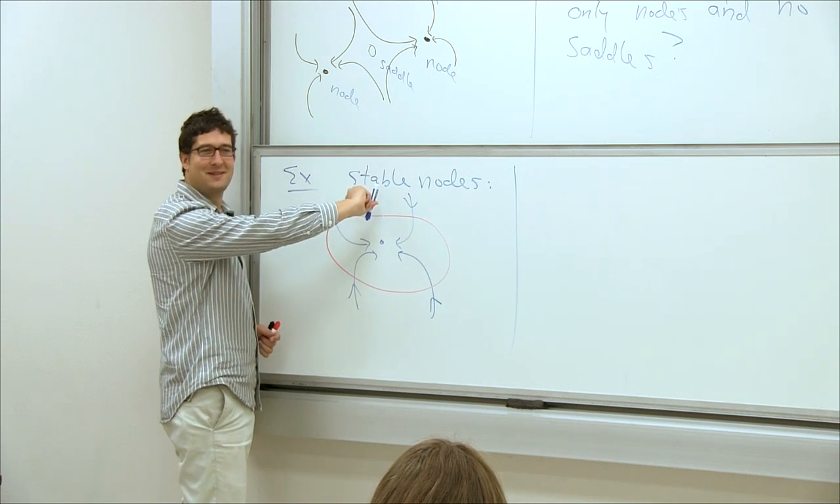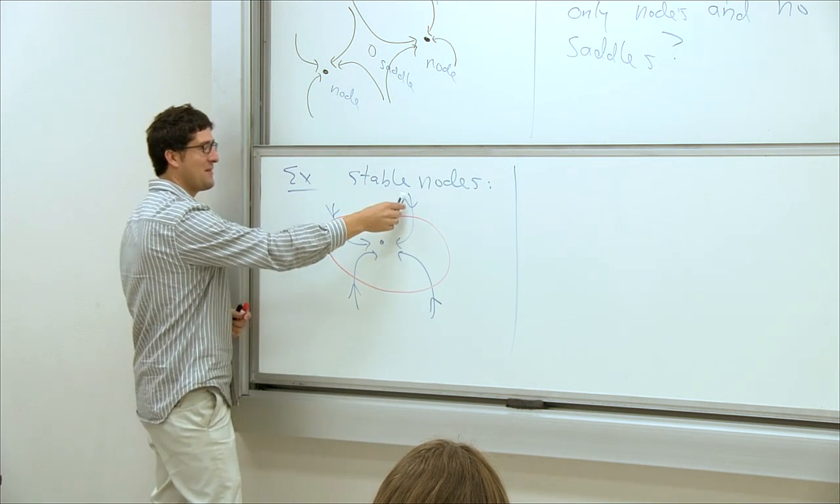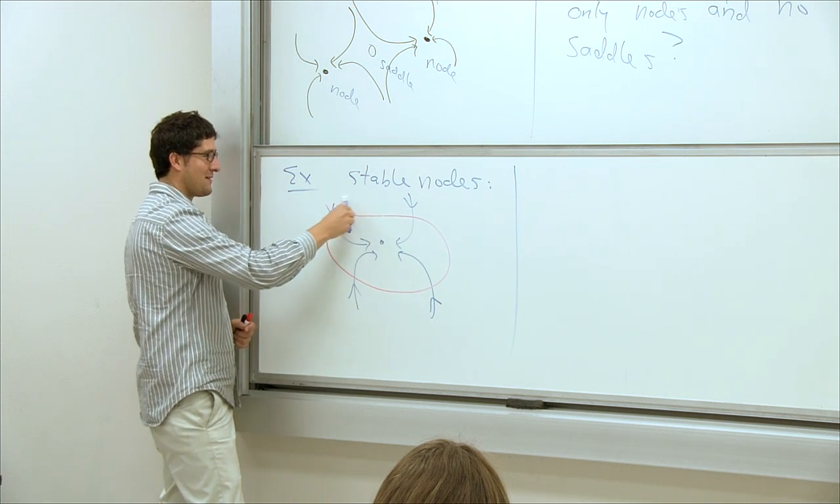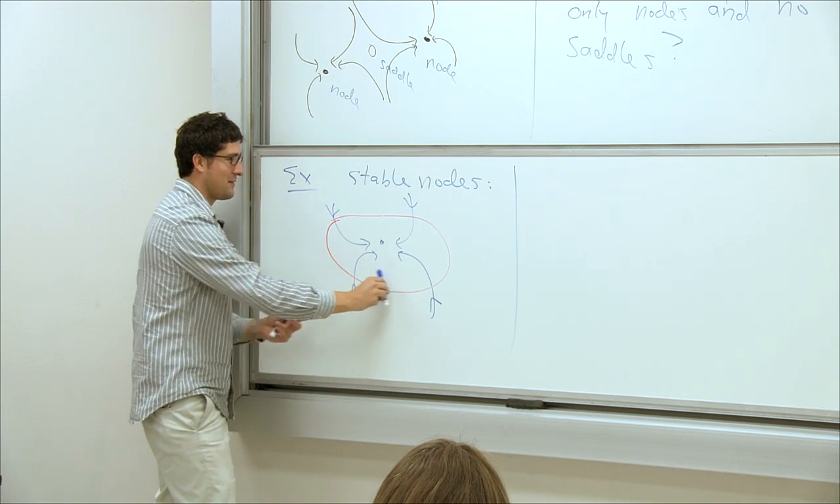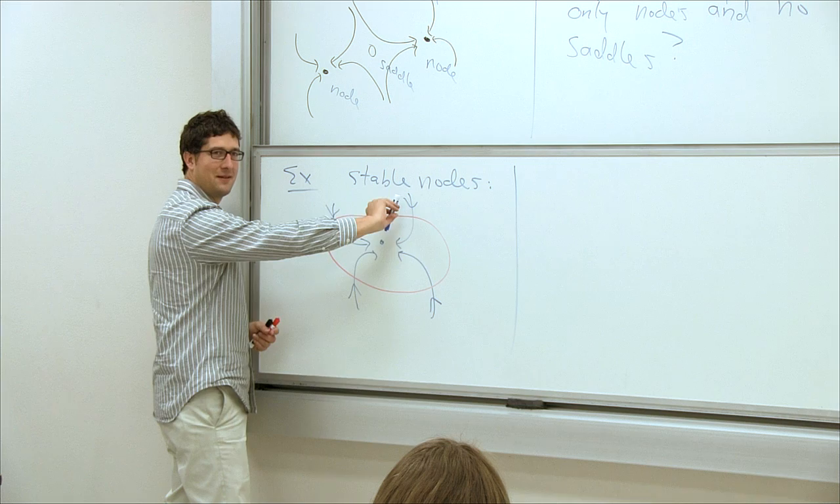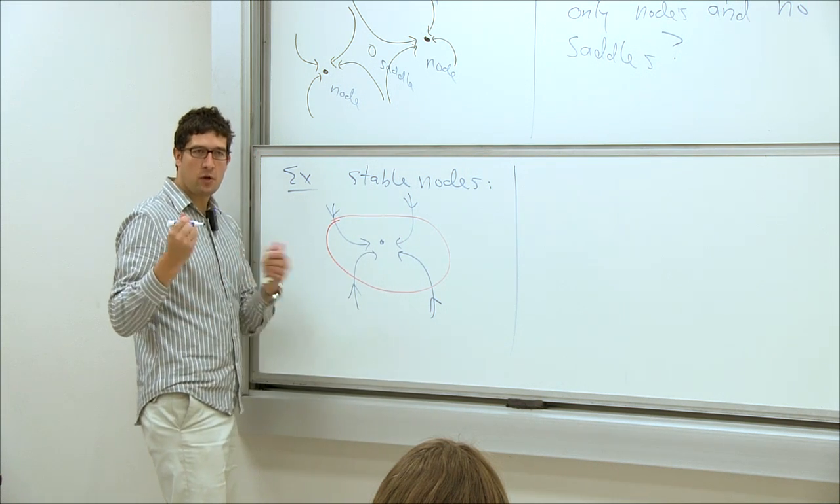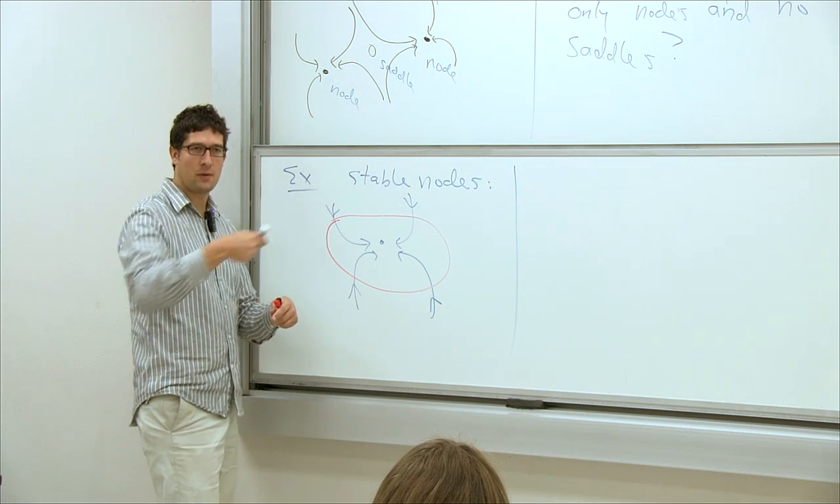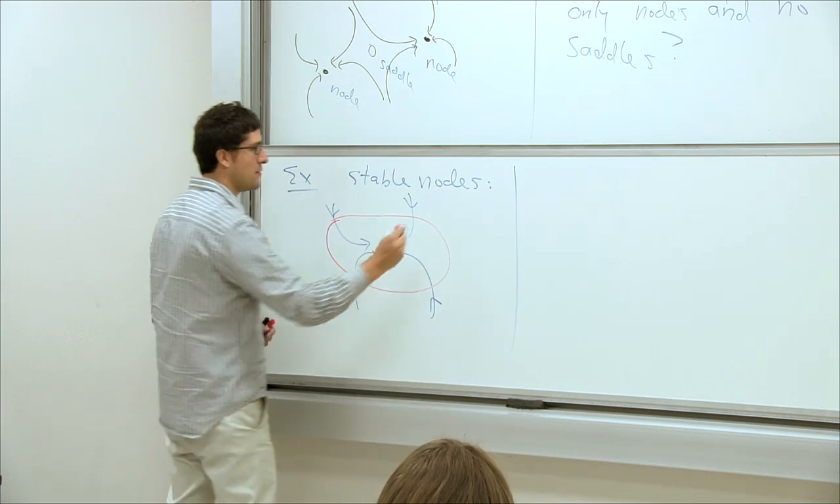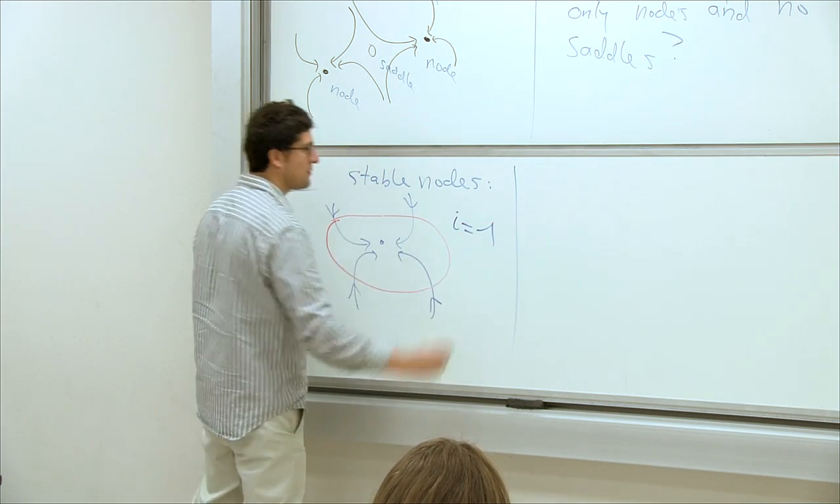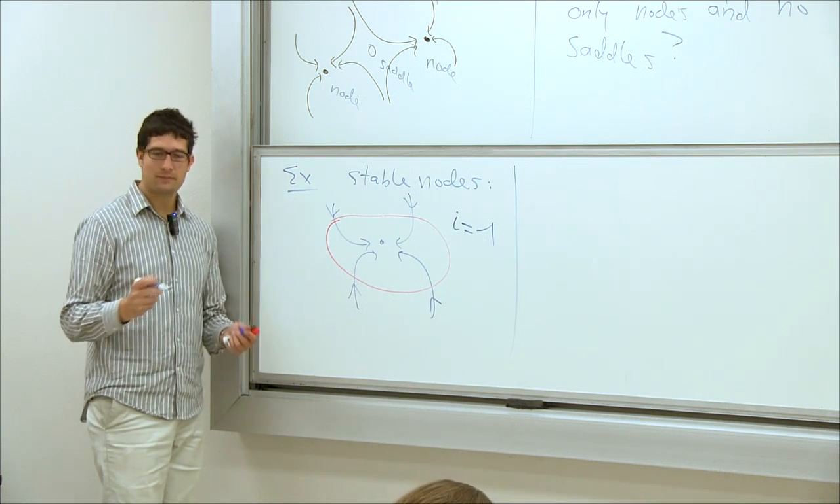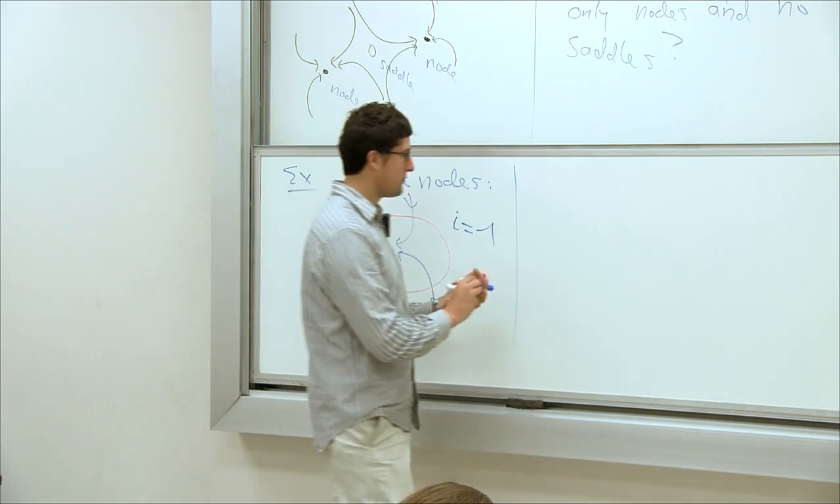Did you count? Let me do it again. Ready? Like this, like that, then like this. One, right? And that one was counterclockwise. The one rotation was counterclockwise, so the index is equal to 1. Let's do another one.